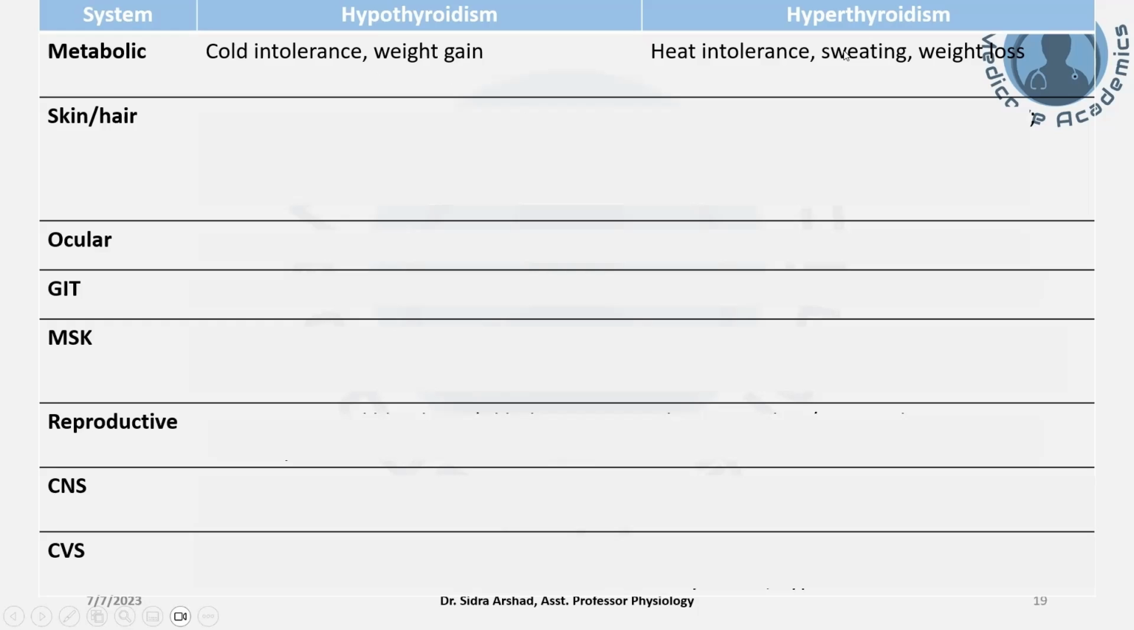In hyperthyroidism, however, there is heat intolerance because of the excessively elevated metabolic rates of the cells. There is sweating and weight loss because of the burning of the calories.